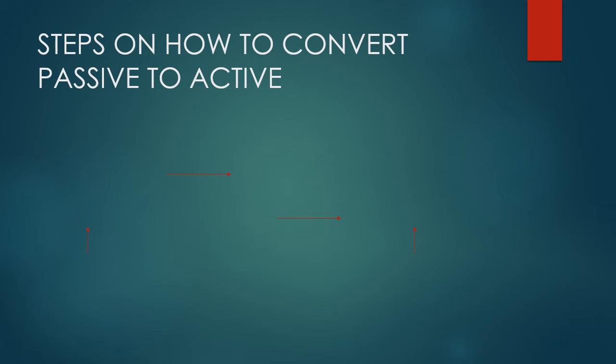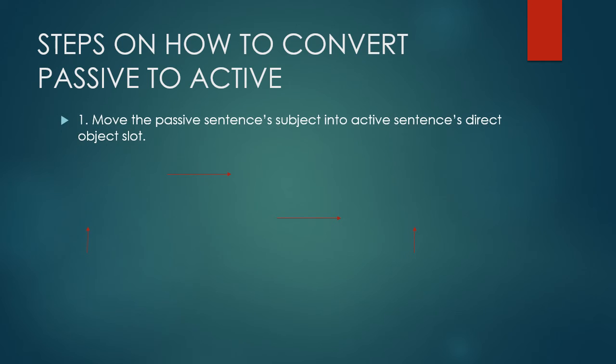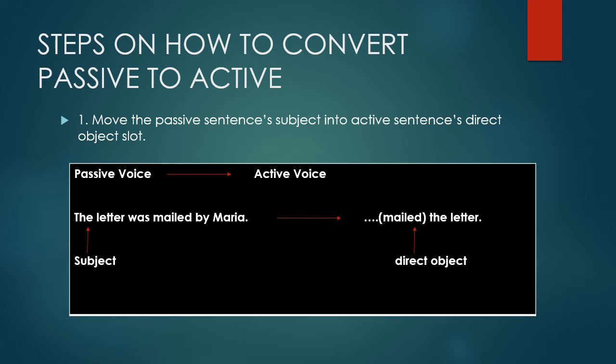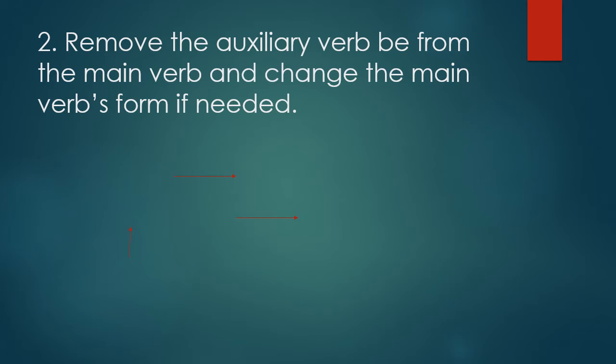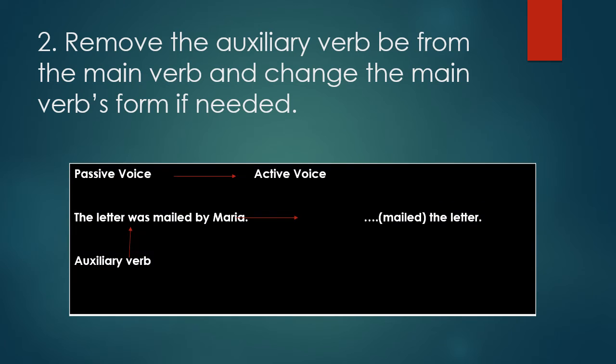Now we will discuss the steps on how to convert a passive voice into an active voice. According to our first rule, just replace the object and subject of the sentence. Here in this example, the letter is the subject in passive voice, but in active voice it will become the direct object. The second step is remove the auxiliary verb be from the main verb and change the main verb's form if needed. Look at the example.